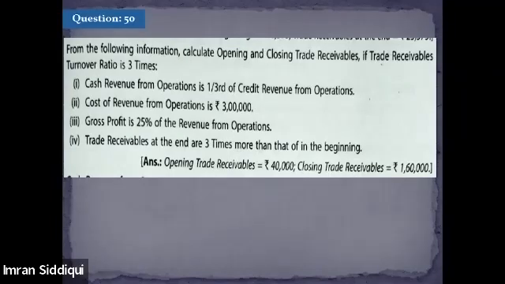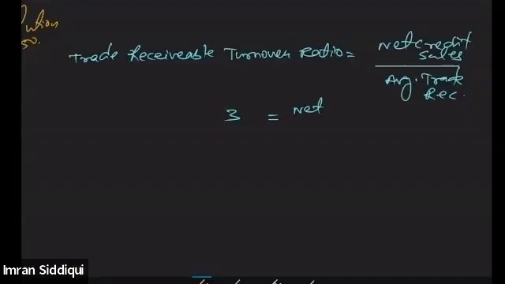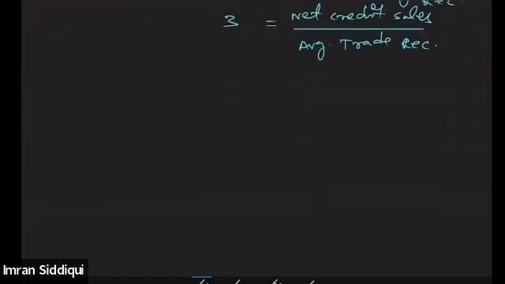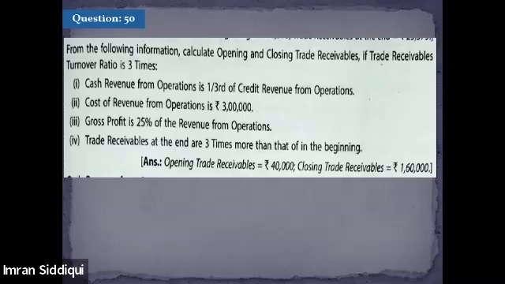which is regarding net credit sale. It is written in the question that cash revenue from operation is 1/3 of credit revenue from operation. And gross profit is 25% of revenue from operation. Cost of revenue from operation is 3 lakh. How can we determine the value of the net credit sale? Net credit sales divided by average trade receivable.